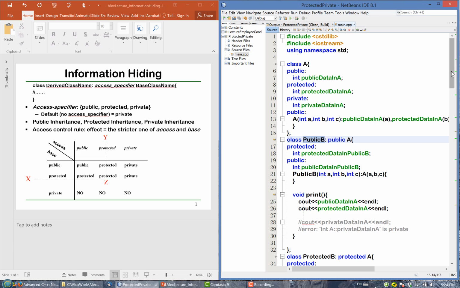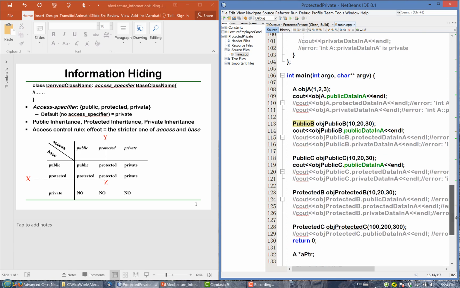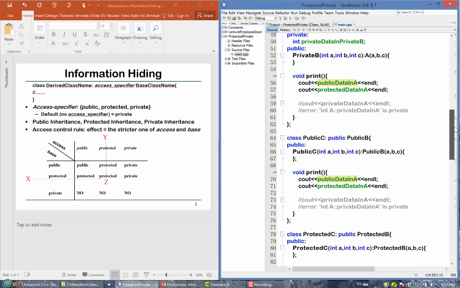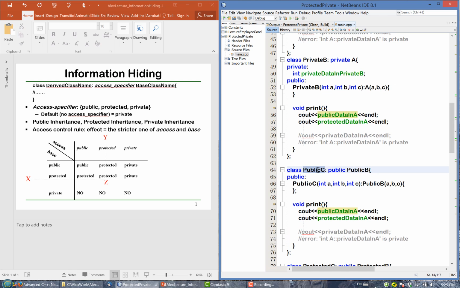Let's take a look at the public B object. Here's the public B object. You can see that for the public B object, we can directly access public data in A. Now let's take a look at a derived class of public B. This public C class is a derived class of public B. In public C, we can also access public data in A.